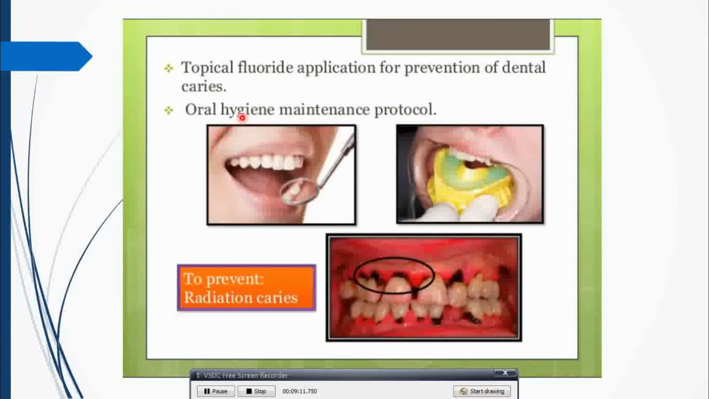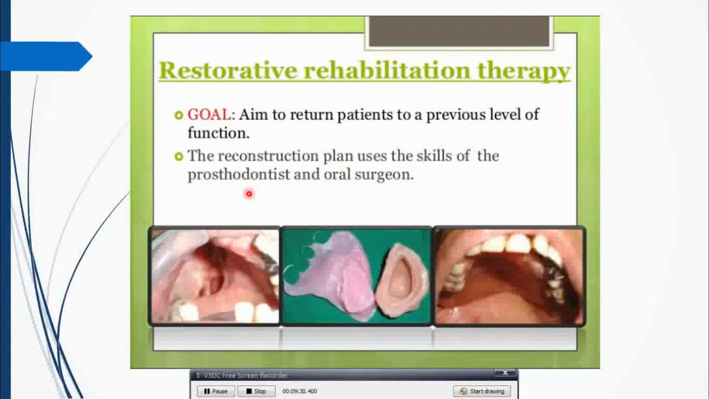Next, topical fluoride application for prevention of dental caries, and oral hygiene maintenance protocols. That means you try to prevent radiation caries by using fluoride and also the oral hygiene maintenance protocol. These are the preventive steps.